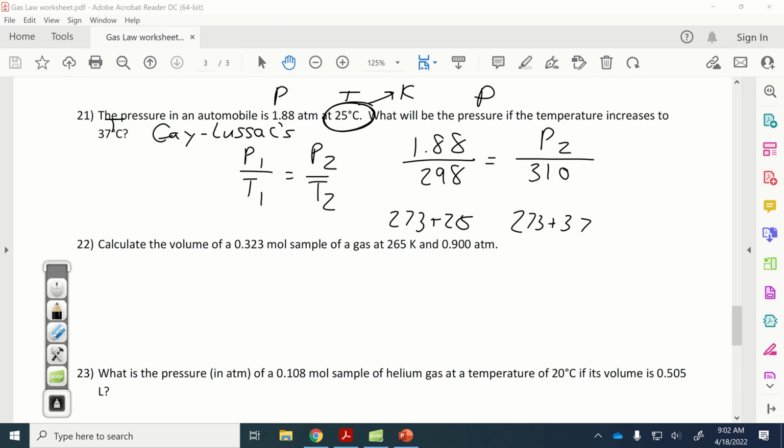You can look at this as basically cross multiplication if that helps you out. You can cross multiply the numbers essentially, or you can just divide the numbers on the left and then multiply by 310 on the right. Whatever makes it work for you the best.